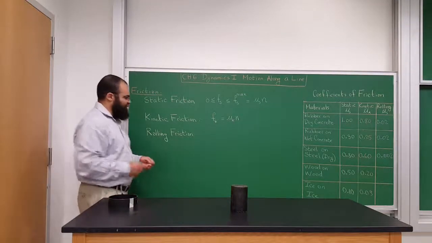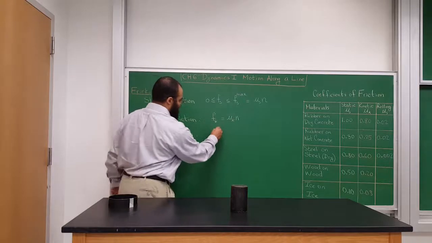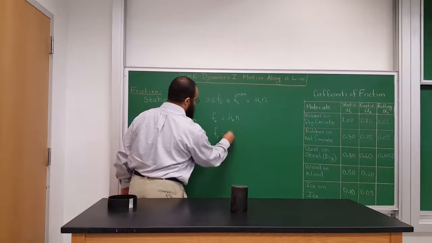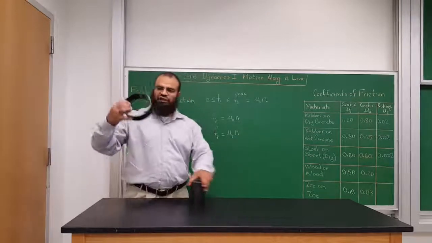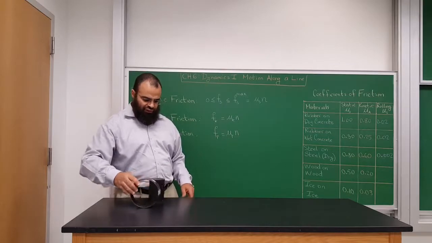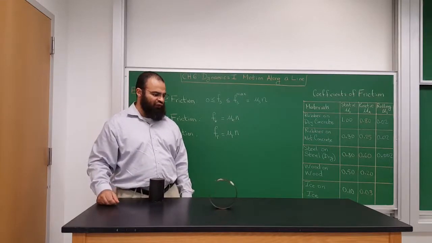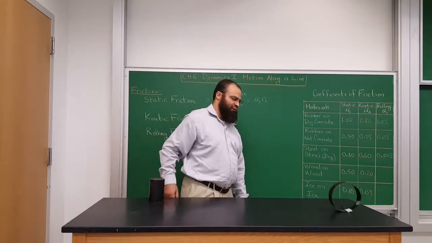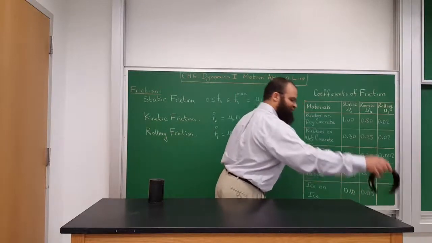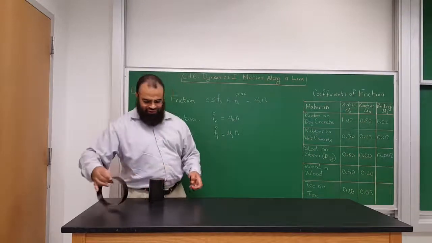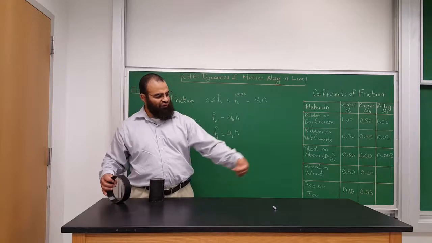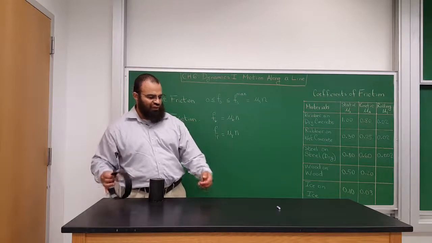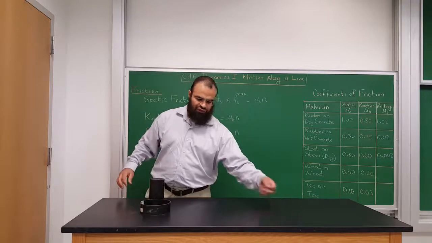How about rolling friction? Rolling friction is called FR, and it's the coefficient of rolling friction times the normal force. So here is something that can roll. Here is a hoop, like a tire, and I start it rolling. Hopefully it stops eventually. It doesn't want to stop. All right, so as it rolls, or here's a piece of chalk, as it rolls, eventually it comes to a stop because the rolling friction is opposite to the motion, and it will cause it to slow down.